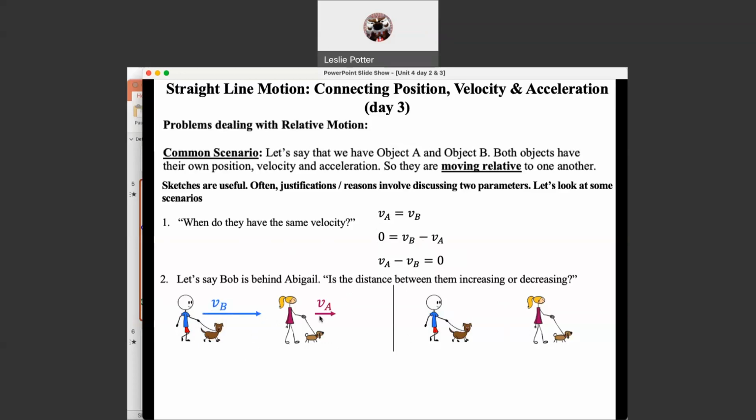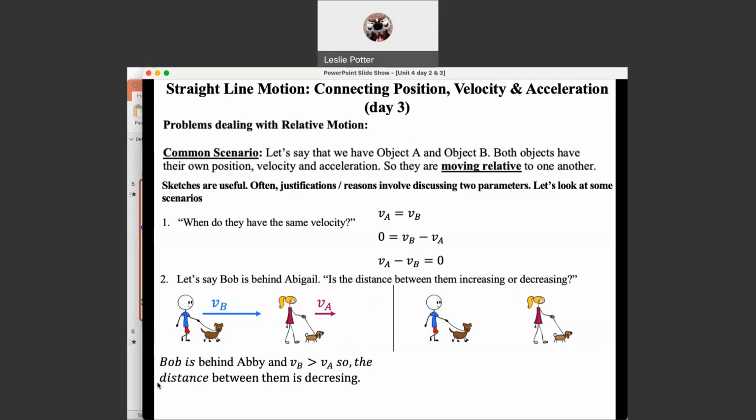Let's say Abigail's velocity is smaller, so this vector is really short. Physically speaking, we know that Bob is going to catch up to Abigail. That means the distance between them is decreasing. Bob is behind Abby, and Bob's velocity is greater than Abby's velocity, so the distance between them is decreasing. That's how we would write a justification.